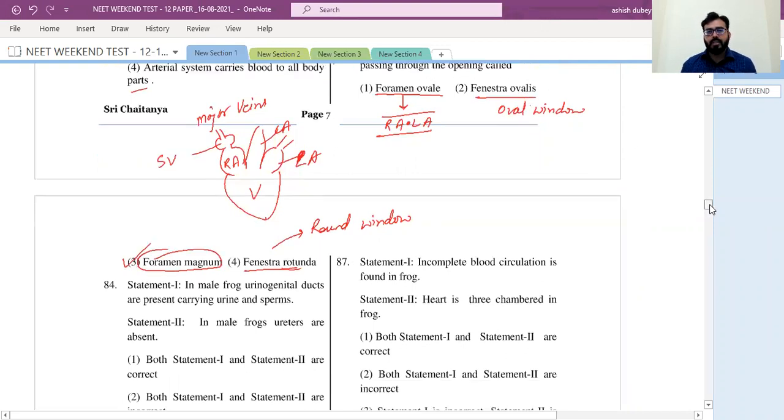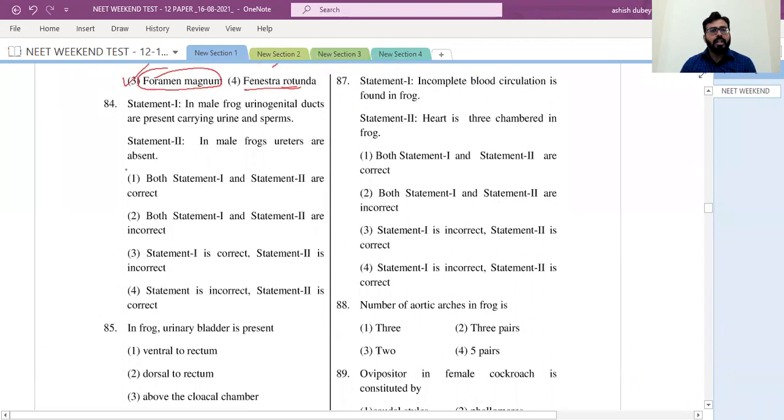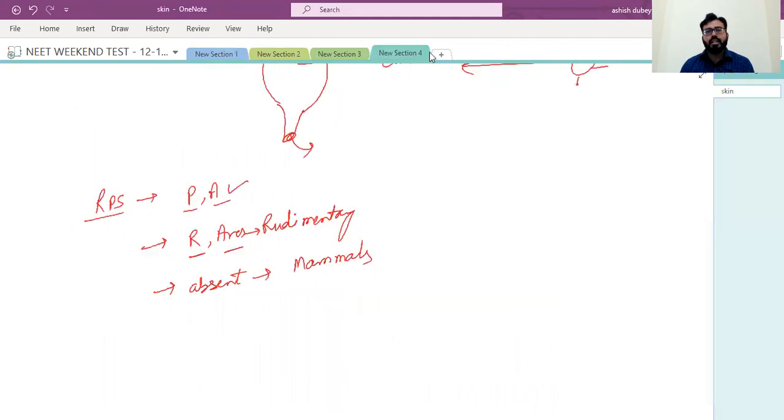Foramen magnum. Question number 84, statement 1. In male frog, urinogenital ducts are present carrying urine and sperms. Yes. In male frog, urinogenital ducts are present and they carry urine as well as sperms. Yes, it is true.